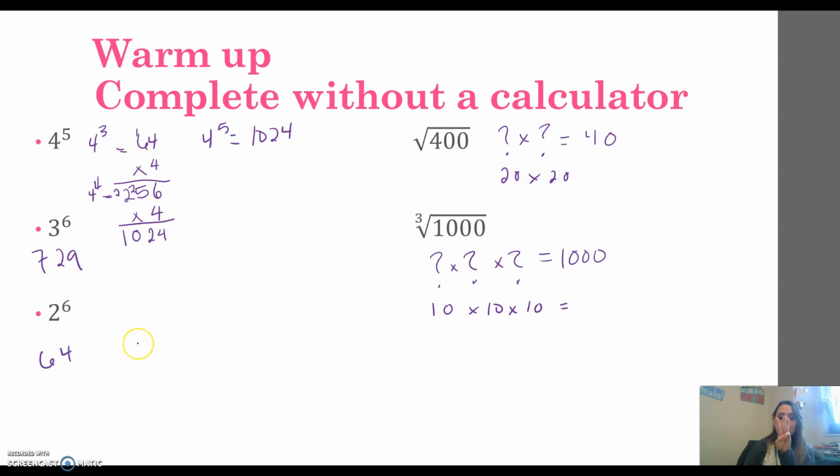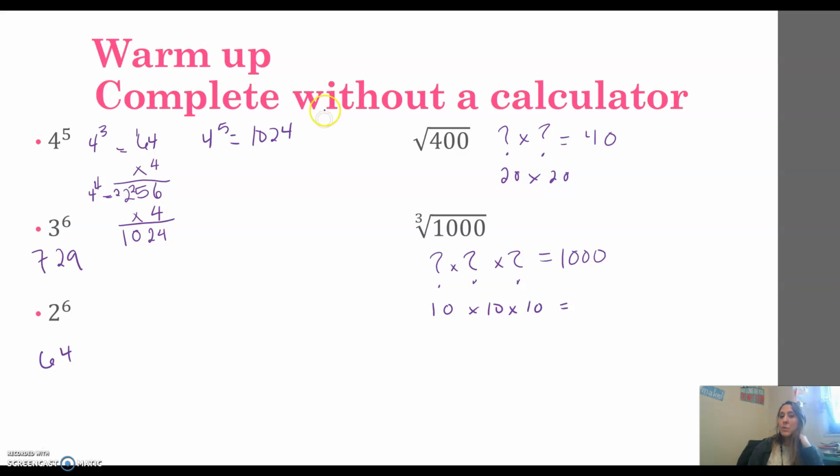And then for 2 to the 6th: 2 times 2 is 4 times 2 is 8. So 2 cubed is 8 times 2 is 16. So 2 to the 4th is 16. 16 times 2 is 32. And 32 times 2 is 64. So 2 to the 6th is 64.